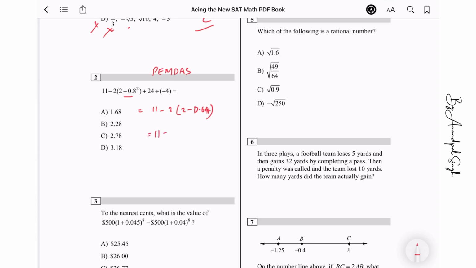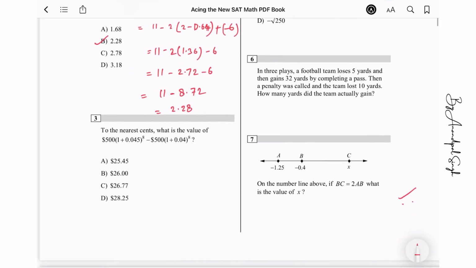11 minus twice of 1.36 and then plus 24 divided by 4 is 6, and then we write -6 because 4 is negative, and then positive -6 is -6. It means it is 11 minus 2.72 and minus 6, so 8.72. We need to subtract 8.72. That should give us 2.28. Yeah, 2.28 is the answer over there, and that is the correct answer.